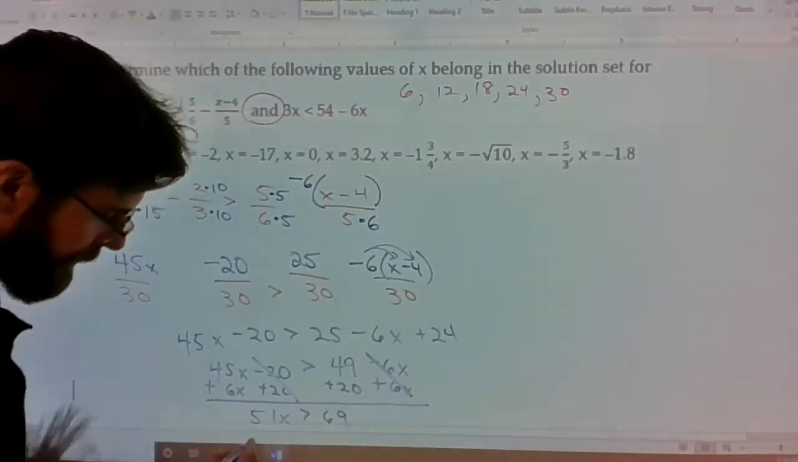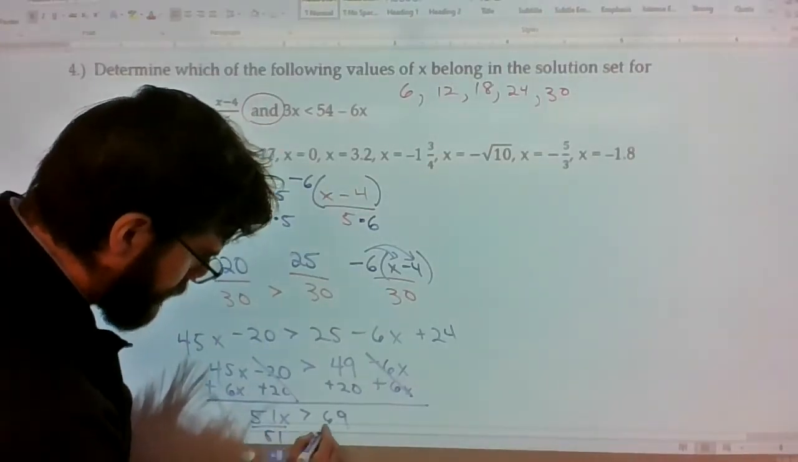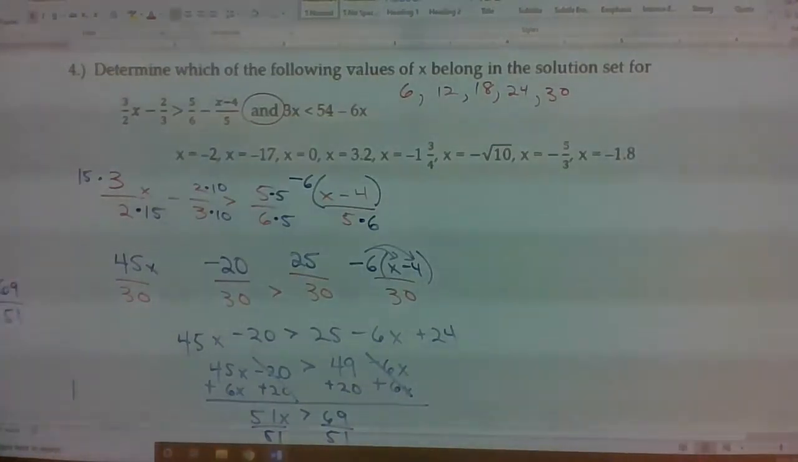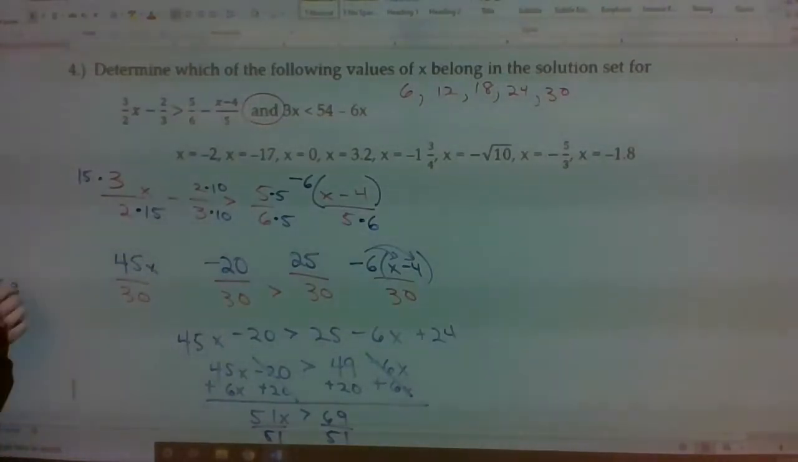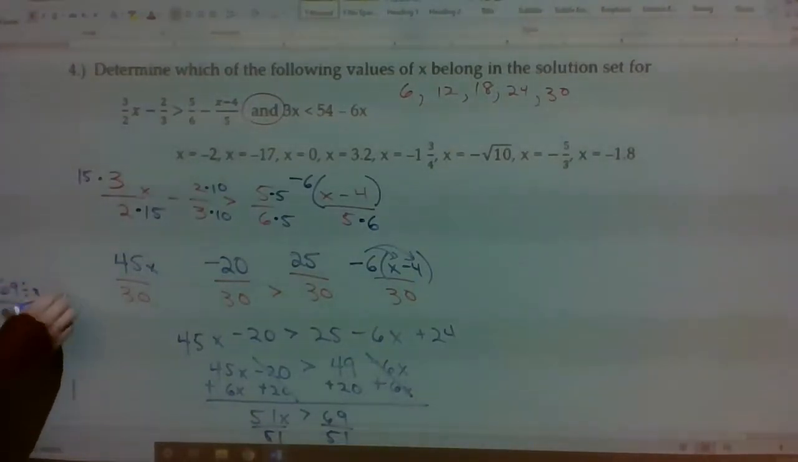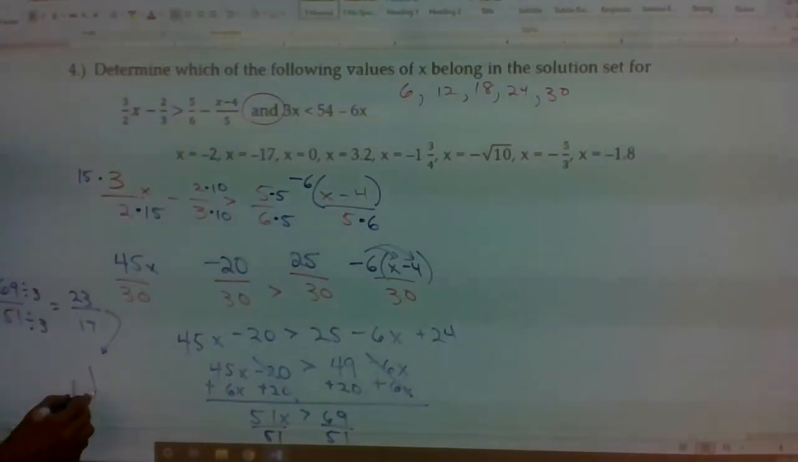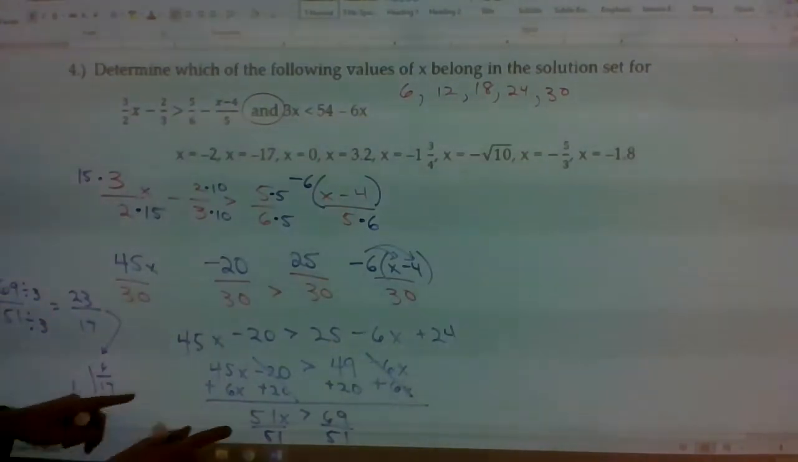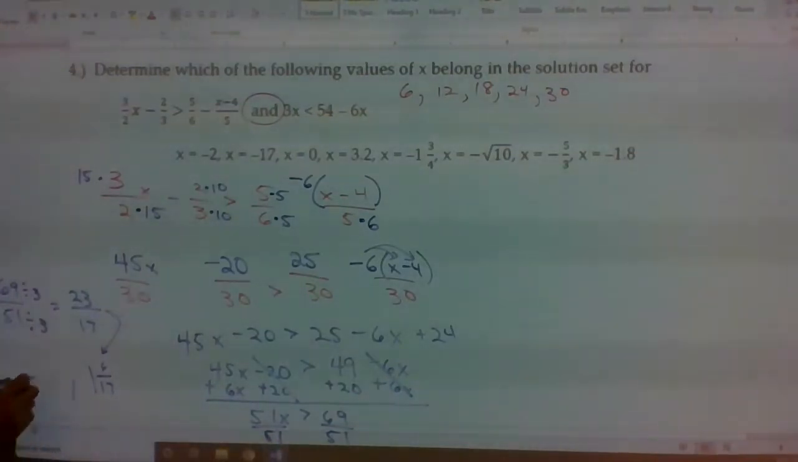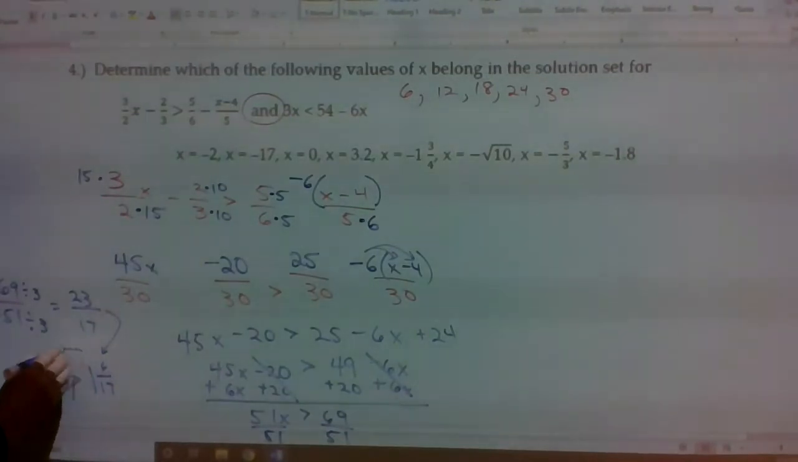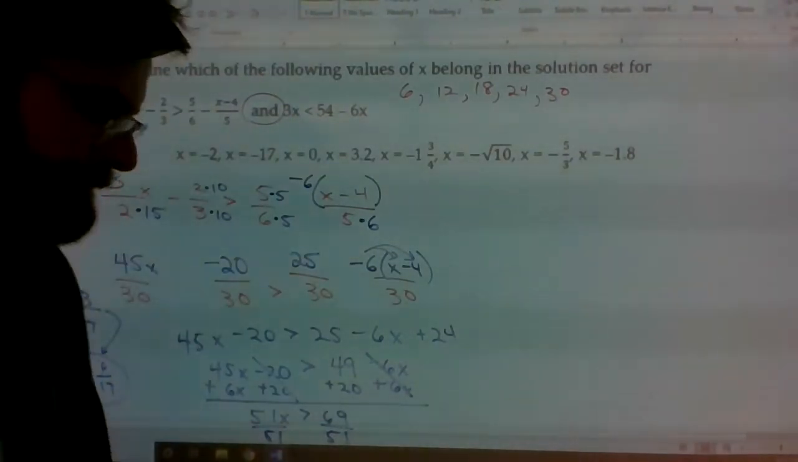Divide both sides by 51. And you're left with, I'll do some calculation work over here. Both 69 and 51 divide by 3, believe it or not. So if you divide the top by 3, you get 23. If you divide the bottom by 3, you get 17. And this reduces down to 1 and 6/17. So our solution here is going to be x is greater than 1 and 6/17. So this is a part of my solution set to start with.